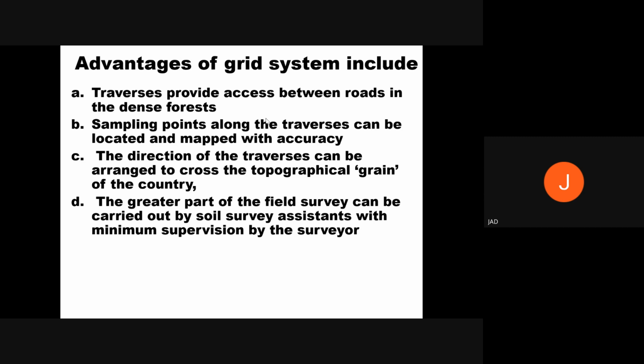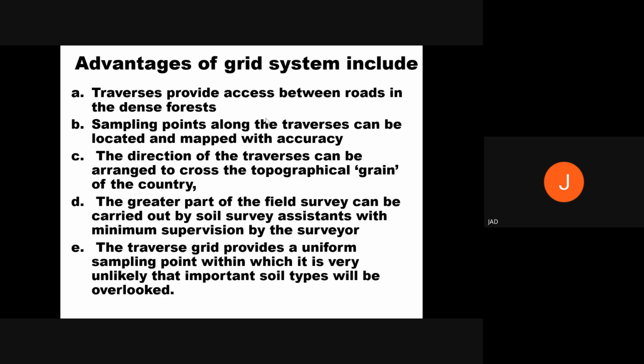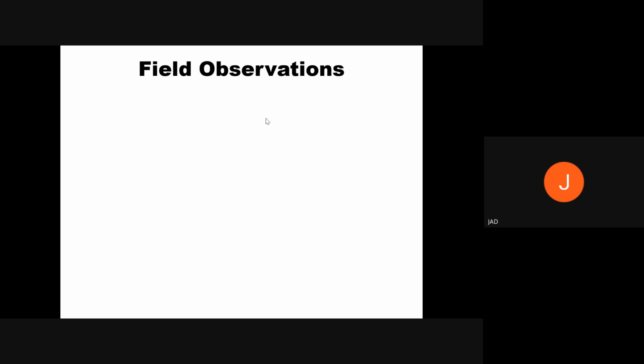The greater part of the field survey can be carried out by soil survey assistants with minimum supervision by the surveyor. The traverse grids provide uniform sample points within which it is very unlikely that an important soil type will be overlooked. So that is the advantage.